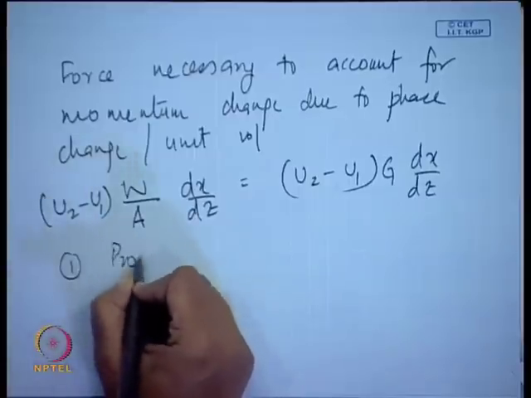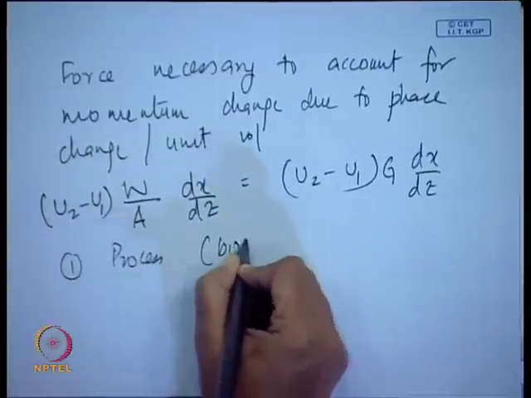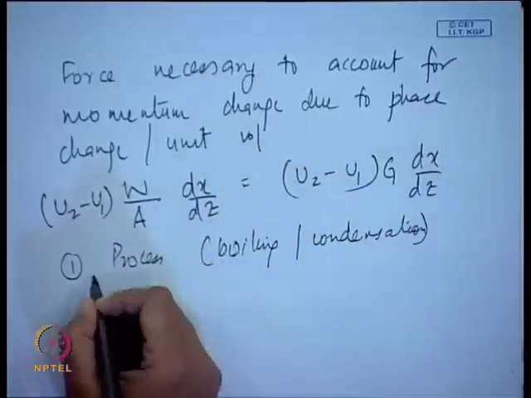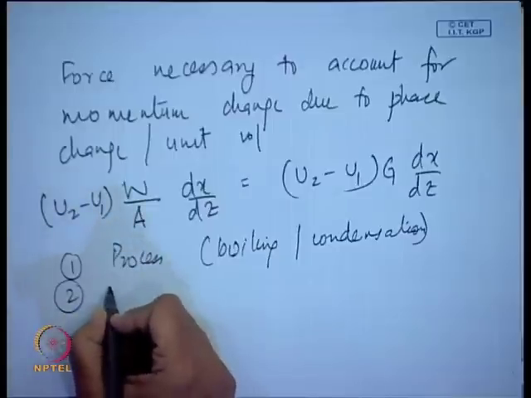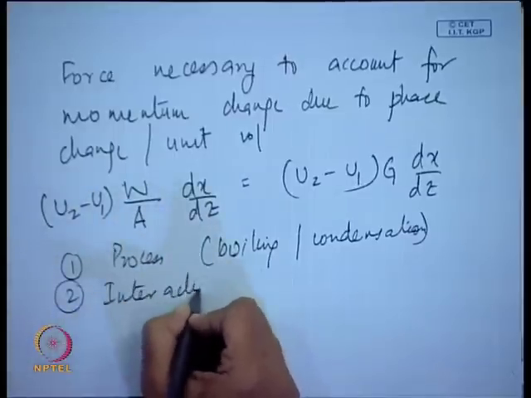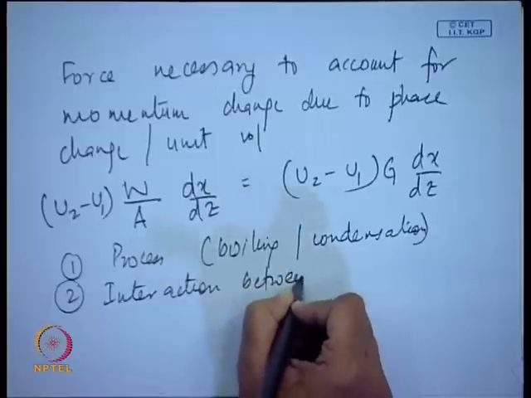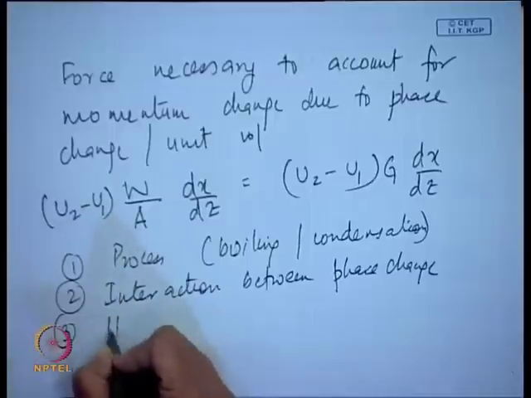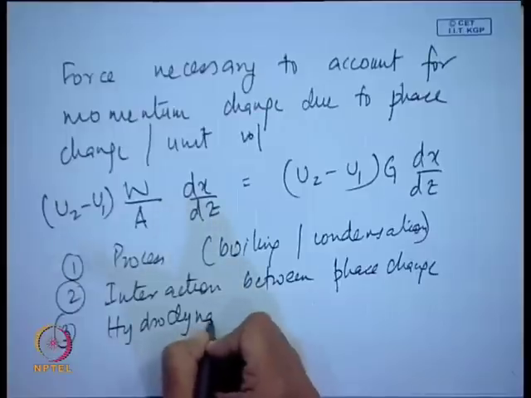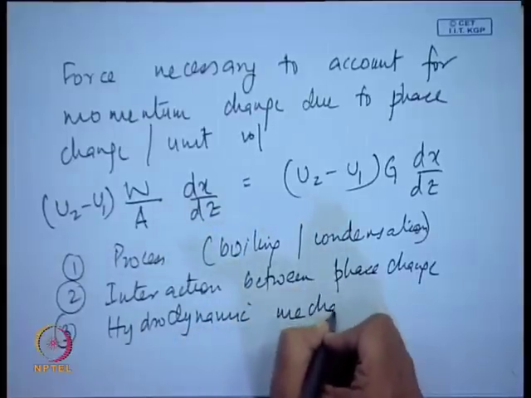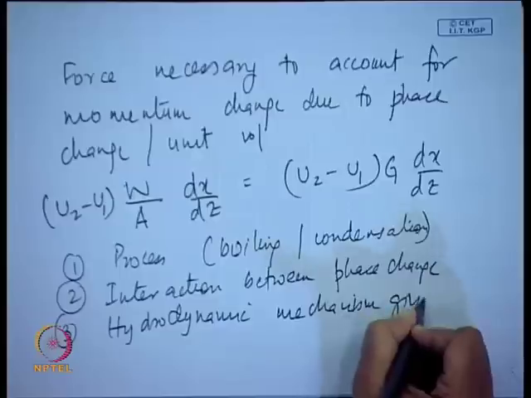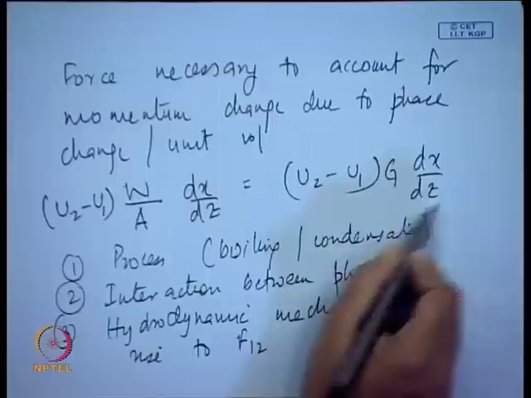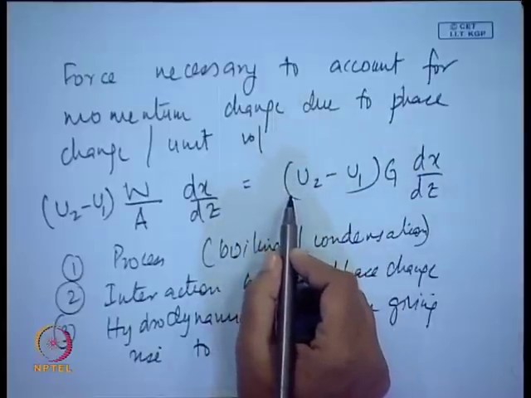One is, what is the process? Is it boiling or is it condensation? Next thing is, how the two phases are interacting during phase change. Okay. Interaction during phase change, this also you have to know. And the other thing is, what is the hydrodynamic mechanism giving rise to F12? So, all these things, unless you know, you cannot find out what fraction of this force should be given to phase 1, phase 2.